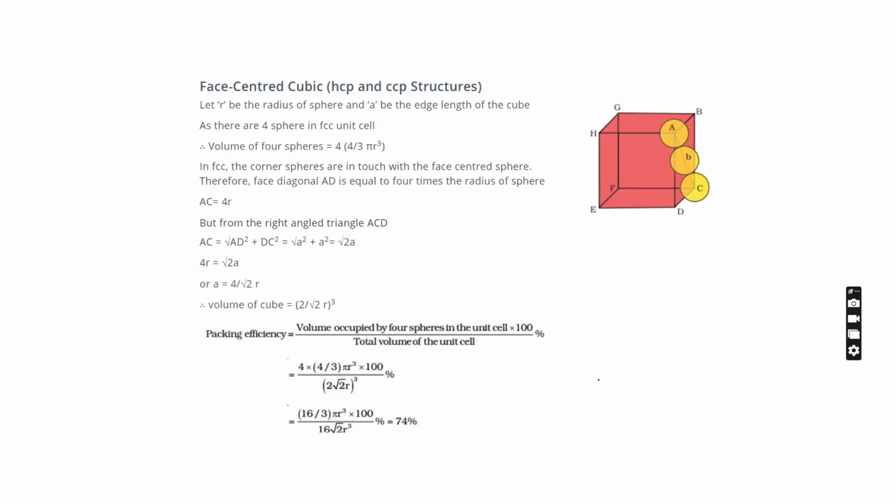Now, if you see face-centered cubic, HCP and CCP structure, here also you have to do the same way. Please go through it. It's very simple. For face-centered, you only have to remember that the diagonal value will be 4R is equal to root 2A. That only you have to remember. Remaining all are the same method. Then the packing fraction will be 74%.